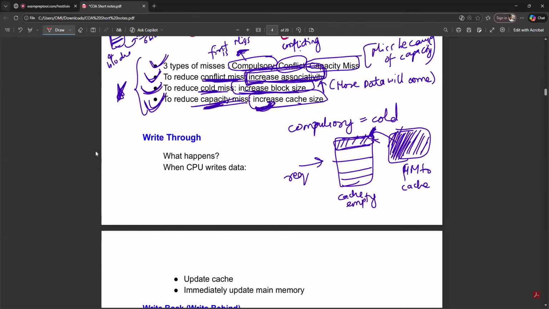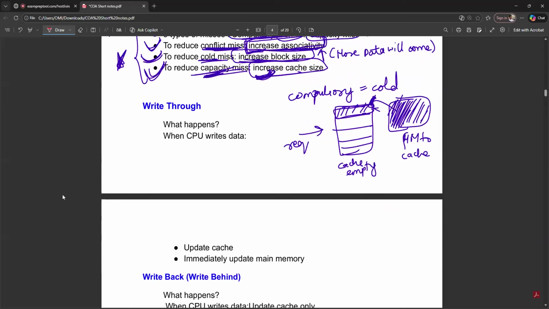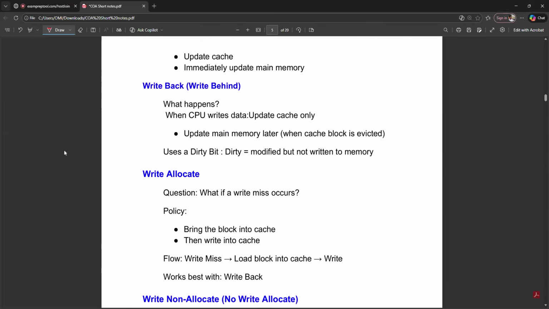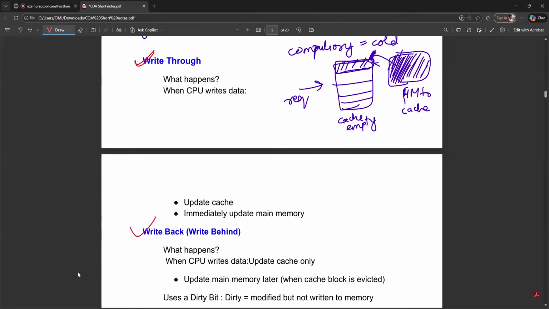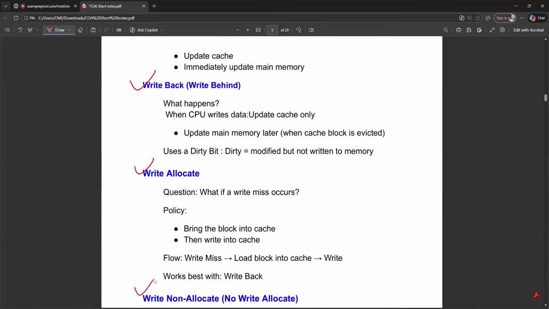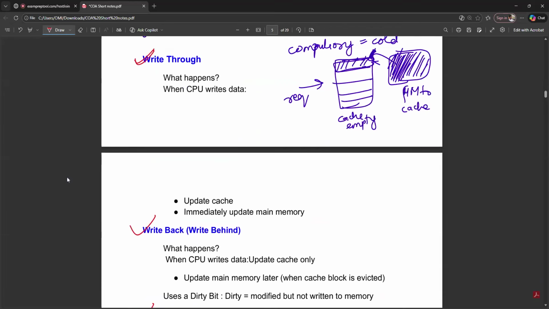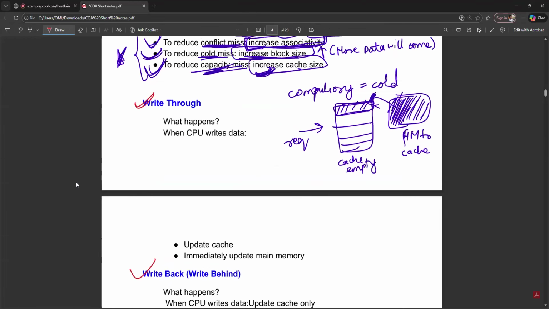So these are the types of cache. There are four types I have covered: write through cache, write back, write allocate, and write non-allocate. So let me tell you what they are. What is the write through cache?